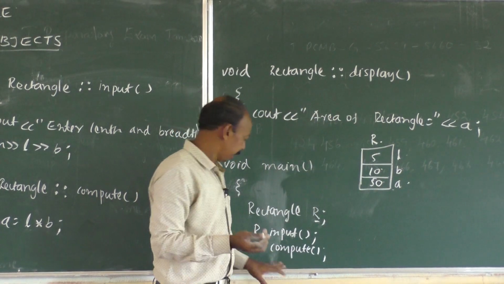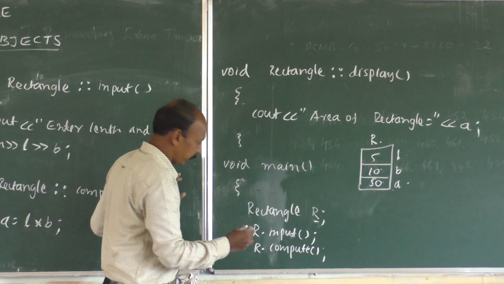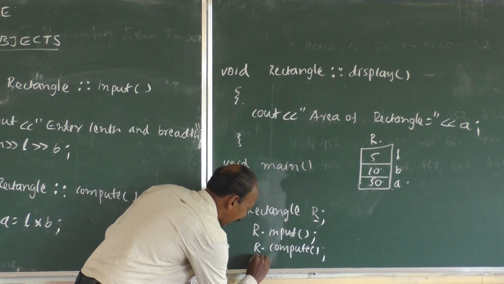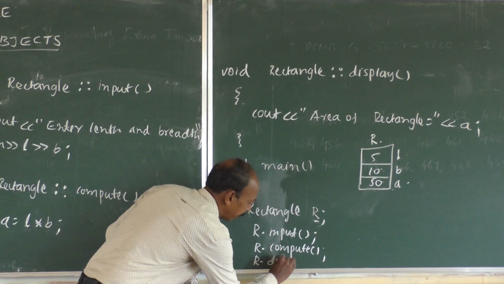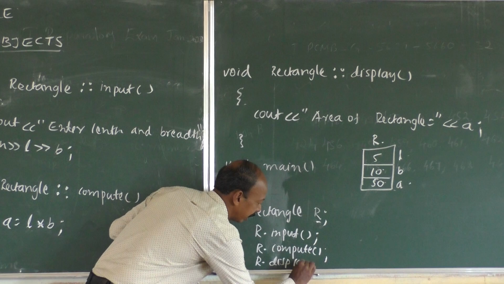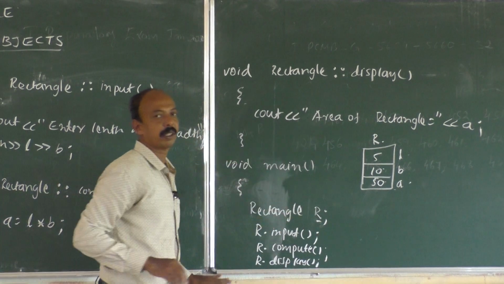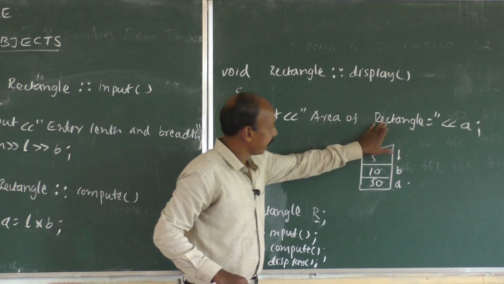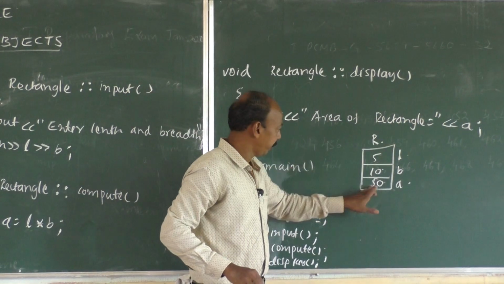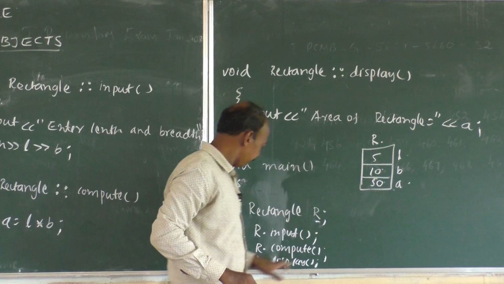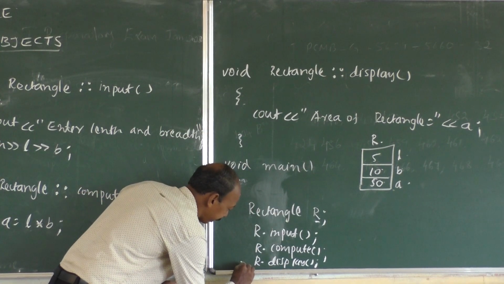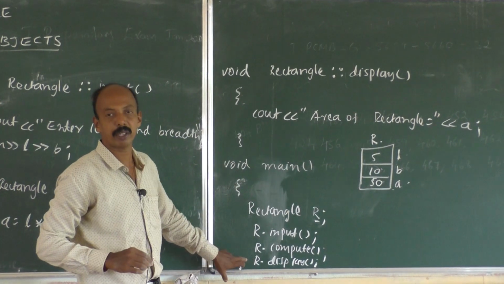What next? Next is display. So again the last function display. So we need to write R dot display. The control will be transferred to this. Area of rectangle is A. So the 50 will be displayed. Then we are going to close the bracket. We can write getch and close the bracket here. Of course, here there is no semicolon.